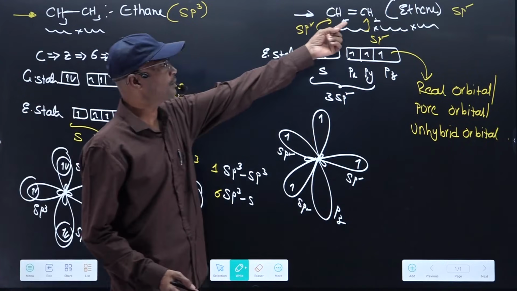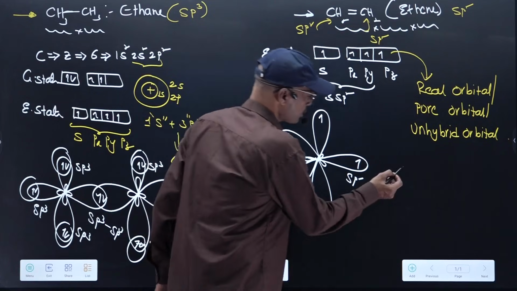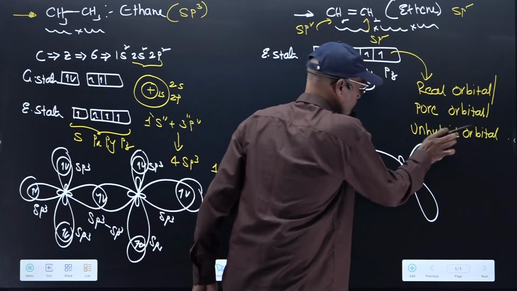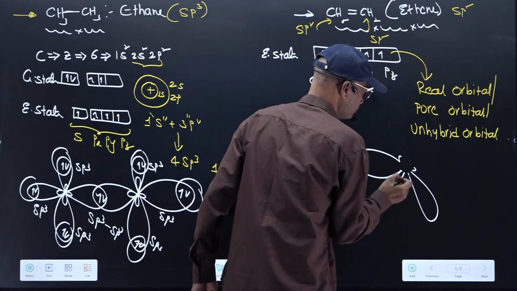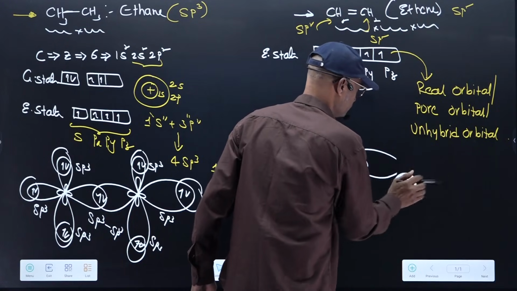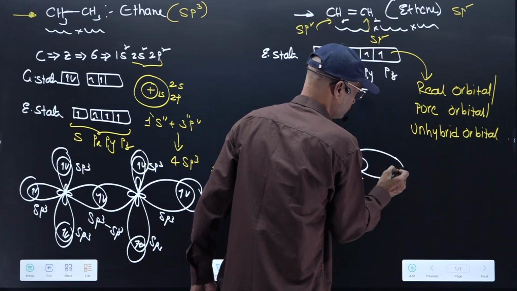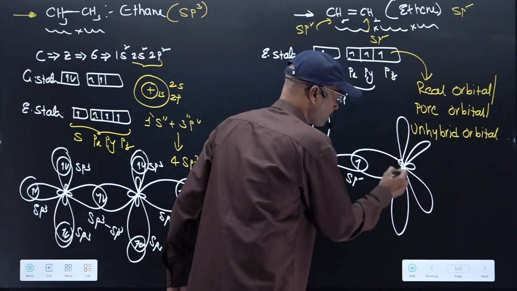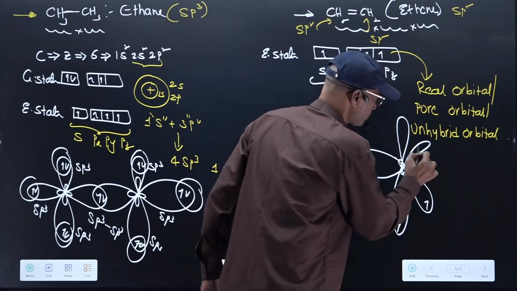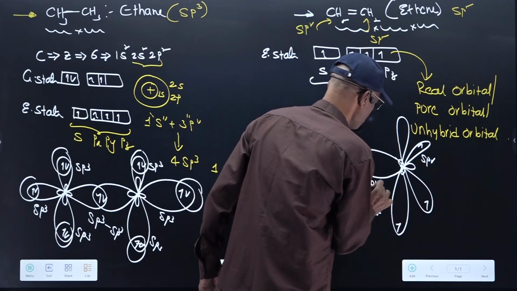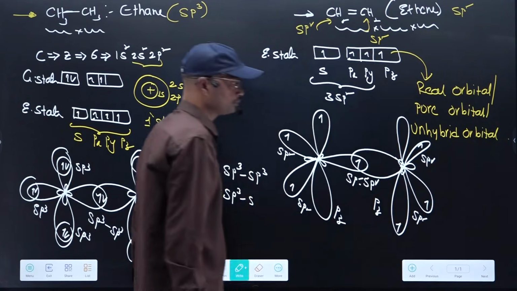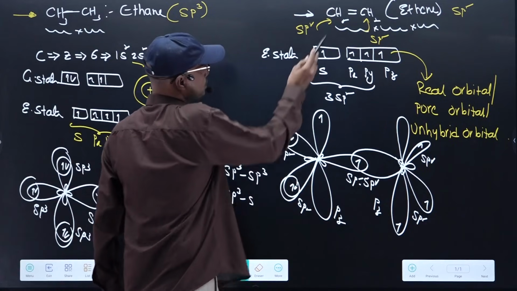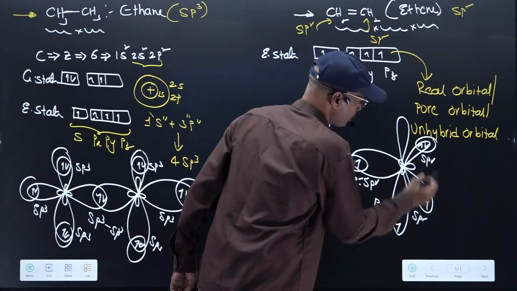Now can I repeat for the second carbon? If I repeat for the second carbon, you get it like this. This is 1, this is 2 and this is 3. And this is the unhybrid orbital pz. So 1 electron, 1 electron, 1 electron. This is sp2, here sp2 and here also sp2. Right? Now how many hydrogens are present here? 1 hydrogen, here 1 hydrogen. This side 2 hydrogens, this side also 2 hydrogens.